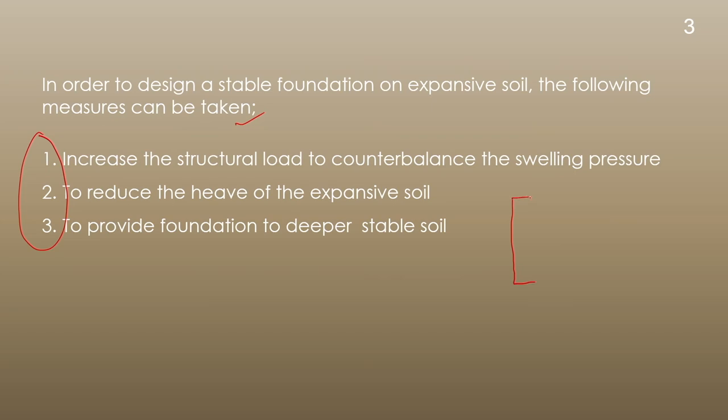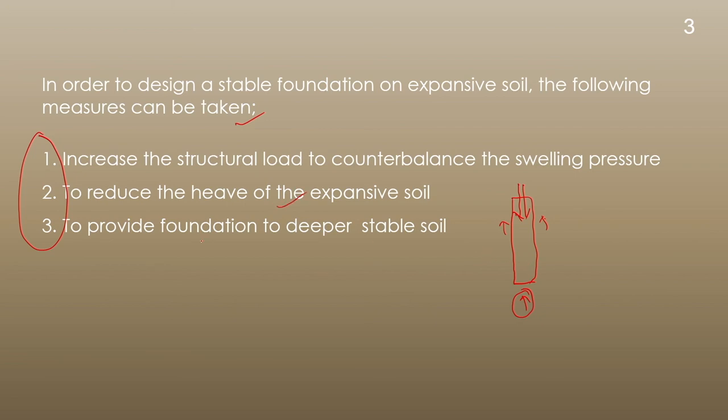If we design a foundation, the swelling pressure will try to push the foundation in the upward direction, or try to push the structure in the upward direction. So if we provide a load which can counterbalance this swelling pressure, then the effect of the swelling will not be significant. Then, to reduce the expansive behavior of the soil, we can do that with different techniques which we have learned in the previous classes, like soil treatment methods such as lime stabilization, cement stabilization, or mechanical methods. So these are the different methods by which we can reduce the expansive behavior of the soil.